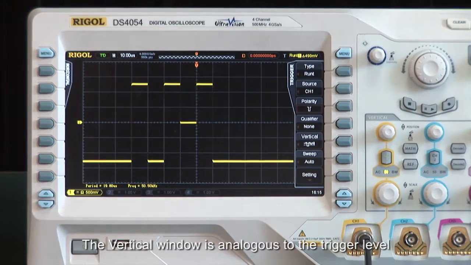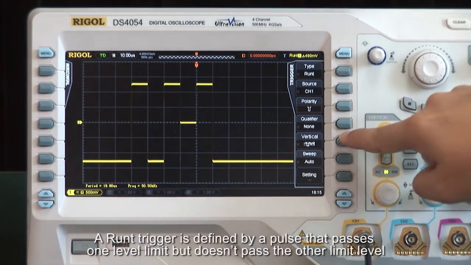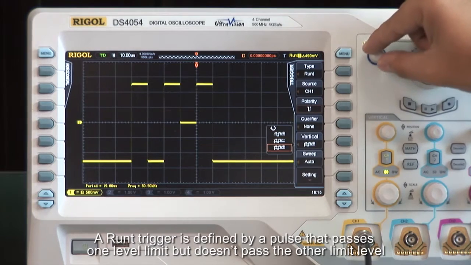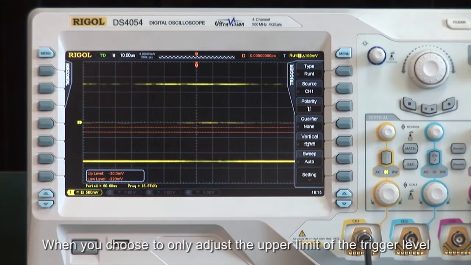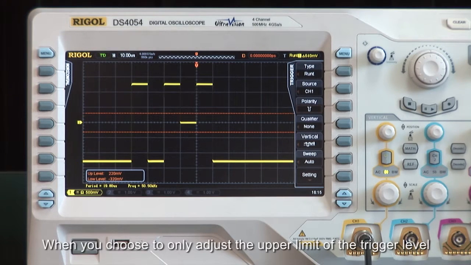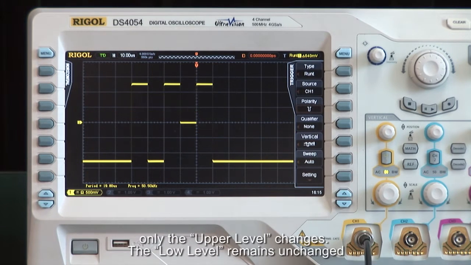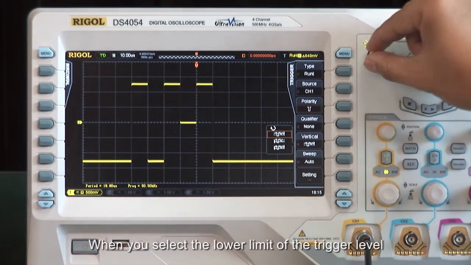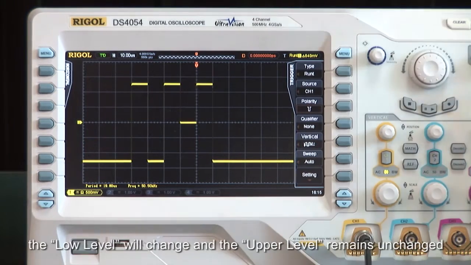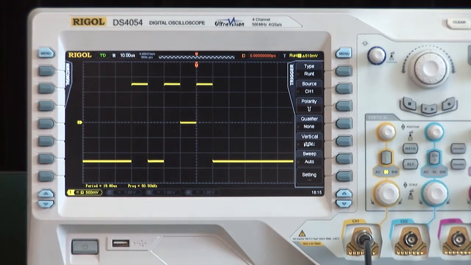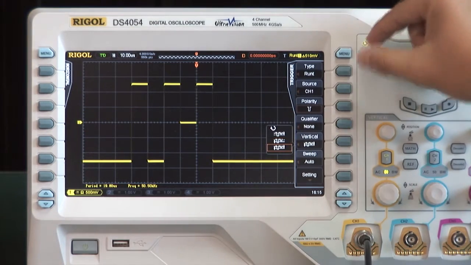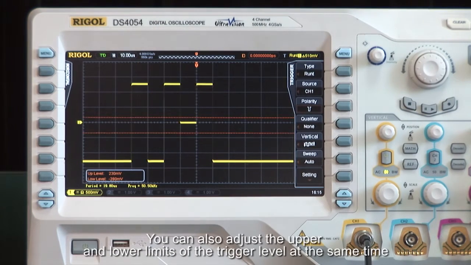The vertical window is analogous to the trigger level. A Runt trigger is defined by a pulse that passes one level limit but doesn't pass the other limit level. When you choose to only adjust the upper limit of the trigger level, only the upper level will change. The lower will remain unchanged. When you select the lower limit of the trigger level, the lower limit will change and the upper level will remain unchanged. You can adjust the upper and lower limits of trigger levels at the same time.